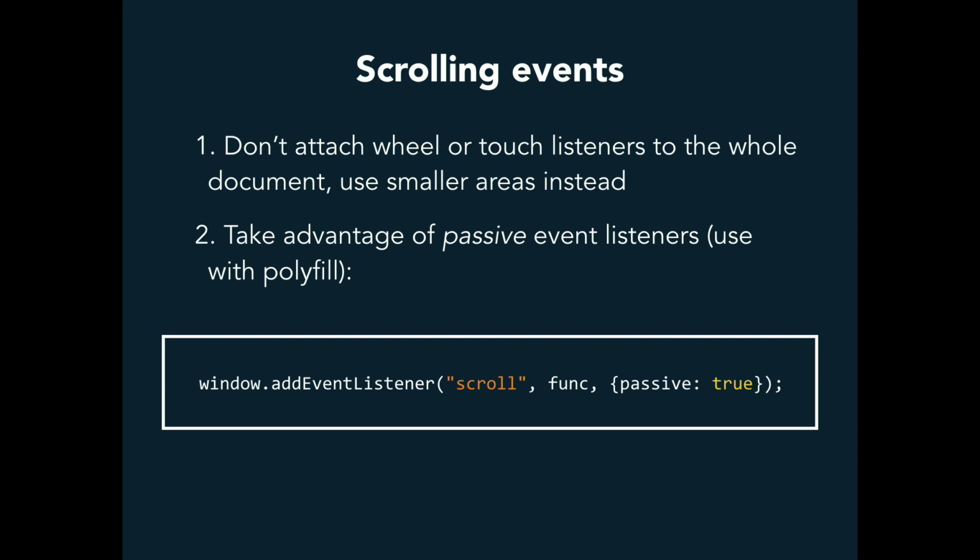So if you attach scroll events to the page, the browser is anticipating that this function might at some point call preventDefault. That can cause some stuttering, some jank. So if you use the passive true flag, of course use it with a polyfill, it basically says to the browser, I'm never going to use preventDefault in this function. You can be safe. You can just nicely make use of the scroll events.